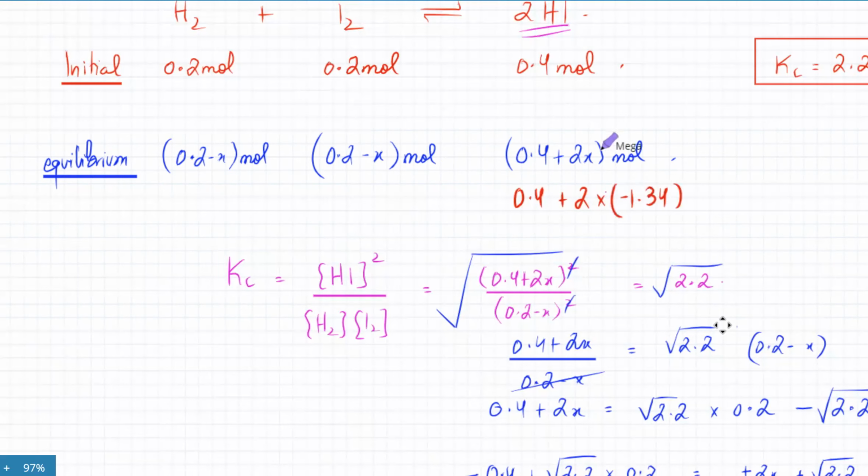Okay, if I place it in this x over here, I'm going to get an answer without doing the calculation. I would know that I'm going to get an answer in negative, right? So, is this clear? 0.4 plus 2 into minus 1.34. That's obviously a value in negative. You can do the calculation, but it's going to come out to be in negative, right? Now, the thing is, your moles can never be negative.